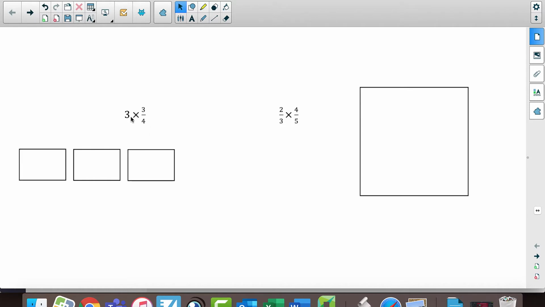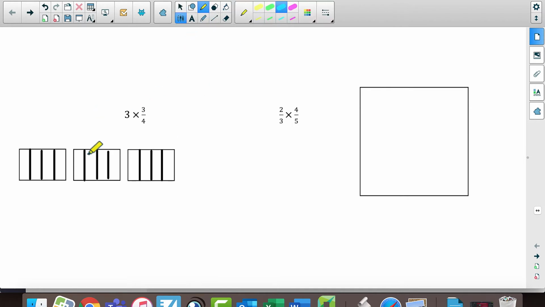The first one says 3 times 3/4. Okay, these are 3 wholes here, but I want to do 3 groups of 3/4. So let's draw 3/4 and let's do it 3 times. I've divided all these wholes into quarters, and I want a 3/4, I want another 3/4, and I want another 3/4, right? I have 3 groups now of 3/4.